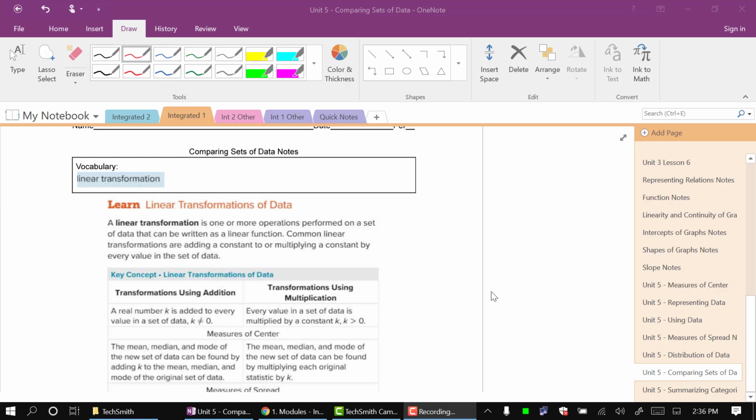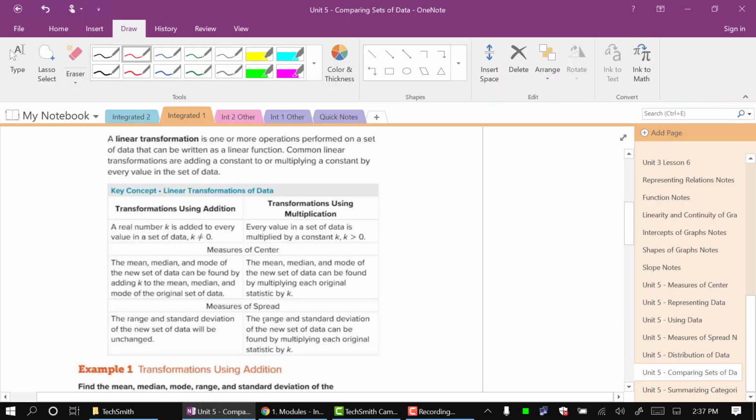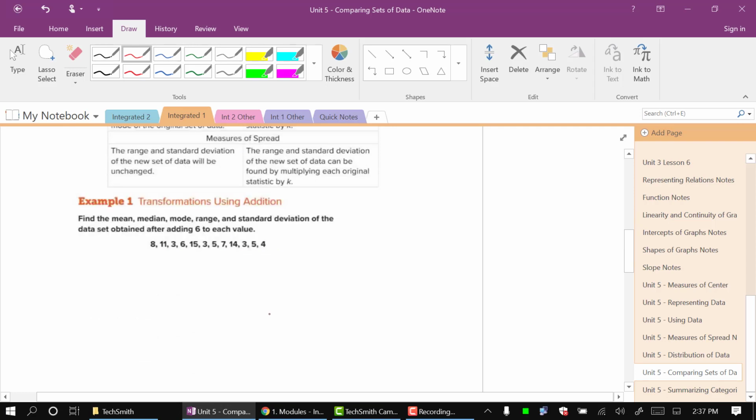For the measures of center, the mean, median, and mode of the new data set can be found by adding K to the mean, median, and mode of the original data set. And for our measures of spread, they can be found by multiplying our constant K by each of our original values. So let's take a look at example 1.